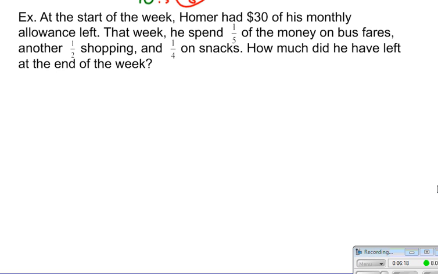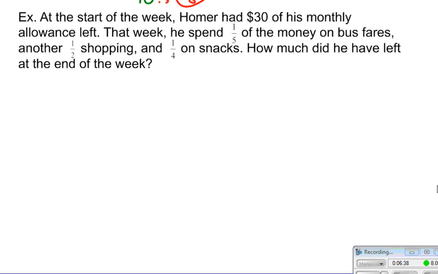So, this problem says, at the start of the week, Timur had $30 of his monthly allowance left. Yes, Marge gives him allowance. You can understand why. That week, he spent 1/5 of the money on bus fares, another half shopping, and a quarter on snacks. How much did he have left at the end of the week?